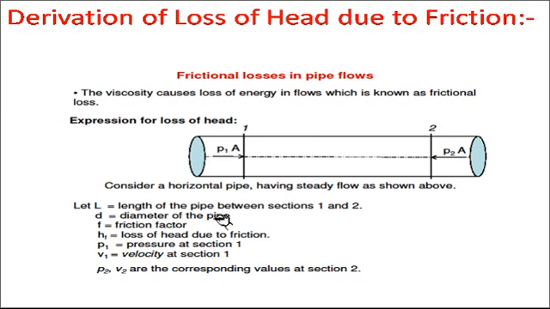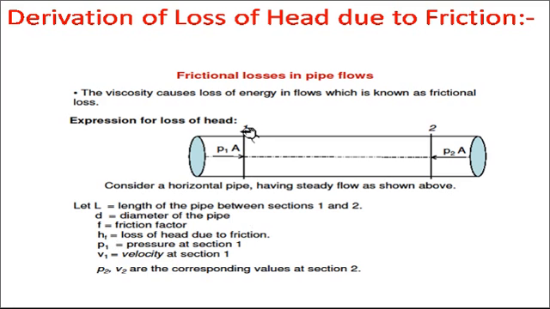Small d is the diameter of the pipe. It will remain as it is; it is a constant value. Small f is the value of friction factor, which depends upon the roughness of the pipe. Hf is the loss of head due to friction.